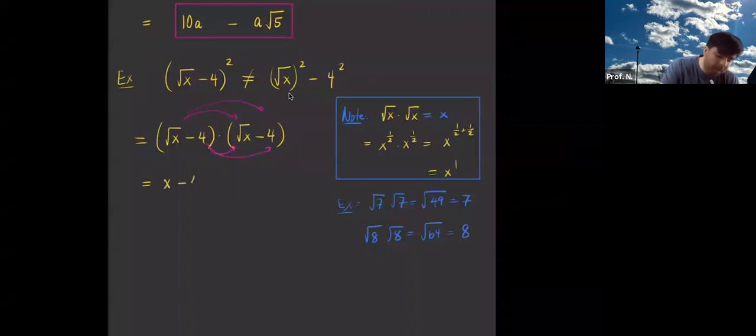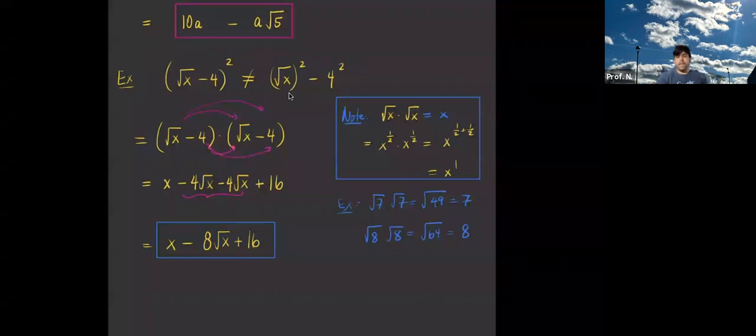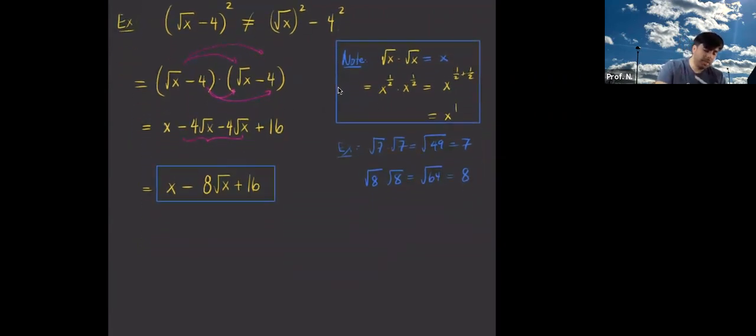Root x times negative 4 is minus 4 root x. Negative 4 times root x is minus 4 root x. Negative 4 times negative 4 is plus 16. Then what do you have? Combine like terms. So this becomes x minus 8 root x plus 16. And that's going to be the simplified version of my expression. Root x minus 4, squared, is x minus 8 root x plus 16. Okay, any questions about this?